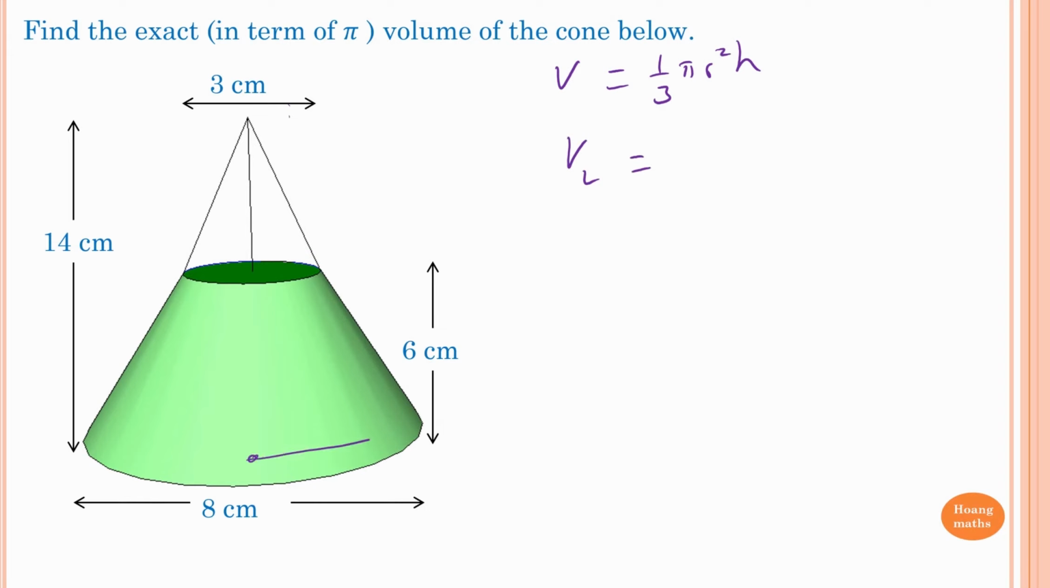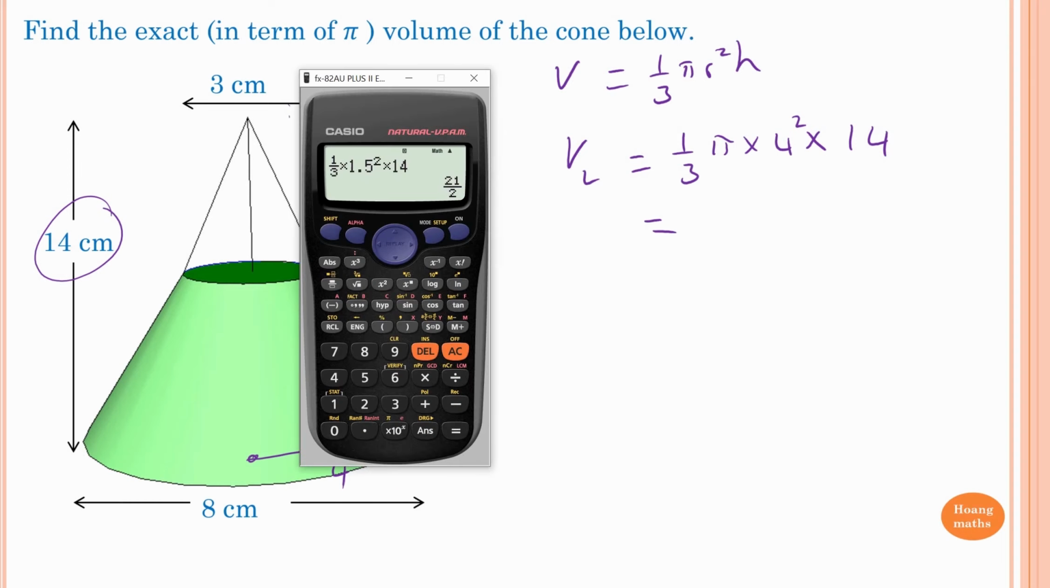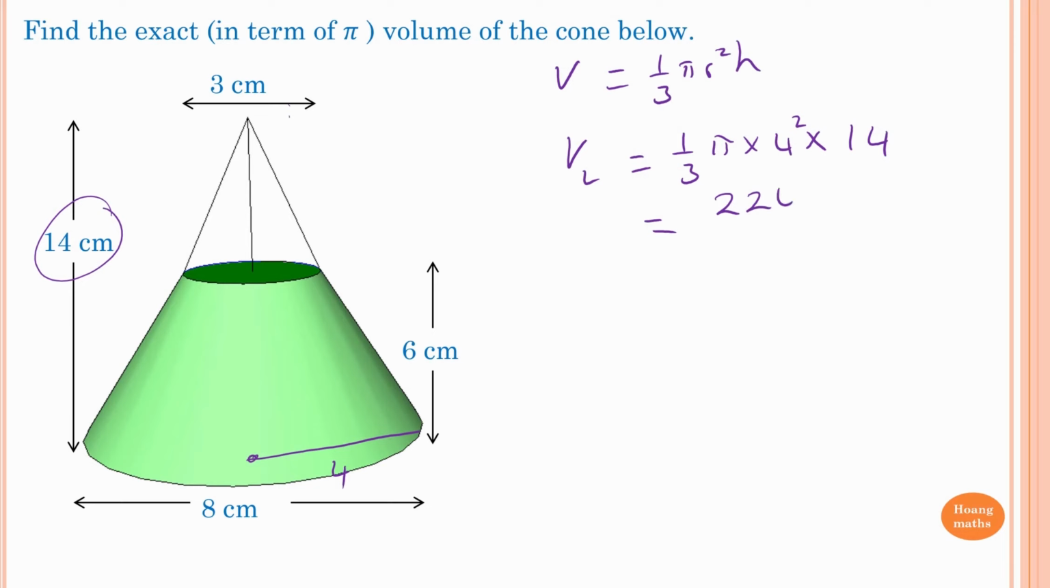So the radius from here to here is half of 8, which is 4 centimeters. So 1 over 3 pi times 4 squared times the height. The height of this is 14. So just times 14. And we have to give an exact answer, so I just put that in a calculator. I go 1 over 3 times 4 squared times 14. 224 over 3 pi. So 224 pi over 3, and then cubic centimeters.